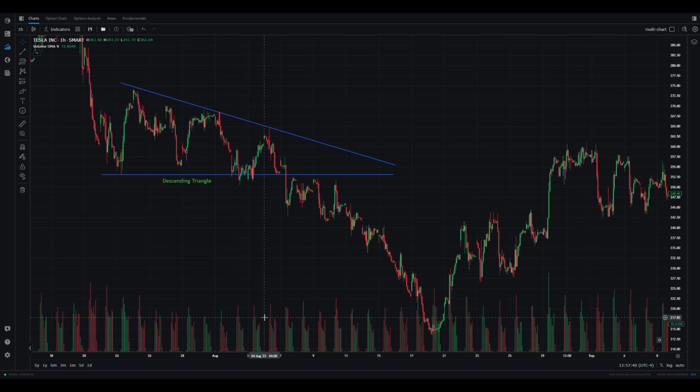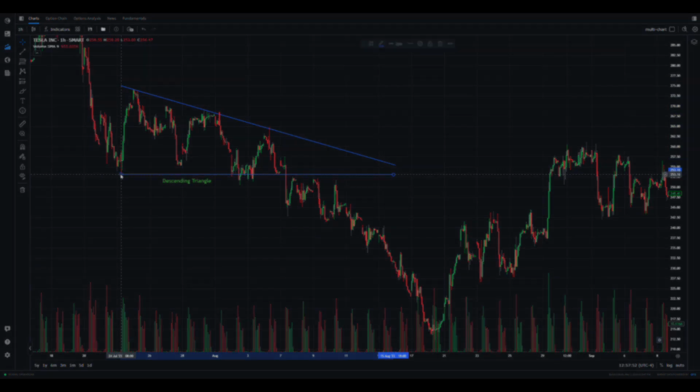Traders may estimate a price target for the breakout move by measuring the height of the triangle from the widest part and projecting it downwards from the breakout point. This provides a potential objective point for the price movement following the breakout.